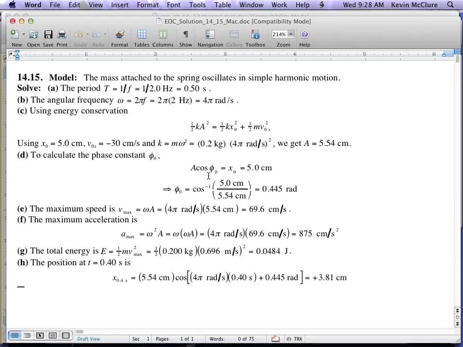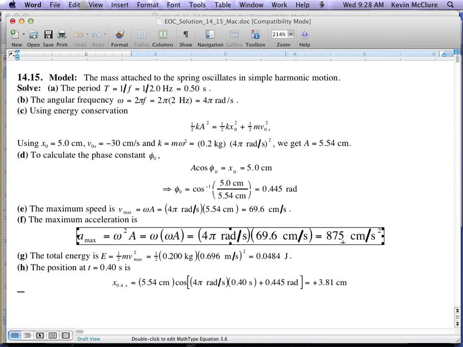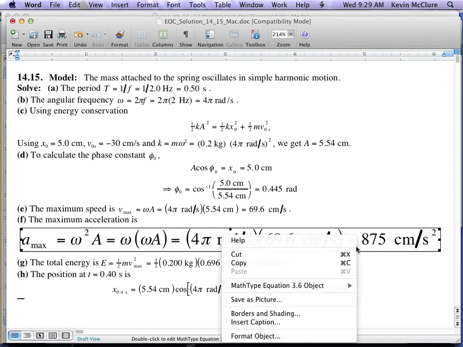So what did they do for F? For maximum acceleration? Yep. They just took the second derivative of the position function, and then knowing that sine or cosine drops out at 1, the maximum value it can be is 1, there's a 1 right here from the sine or the cosine, doesn't matter which. And that just leaves that omega squared. Right? Do you see what I'm saying?